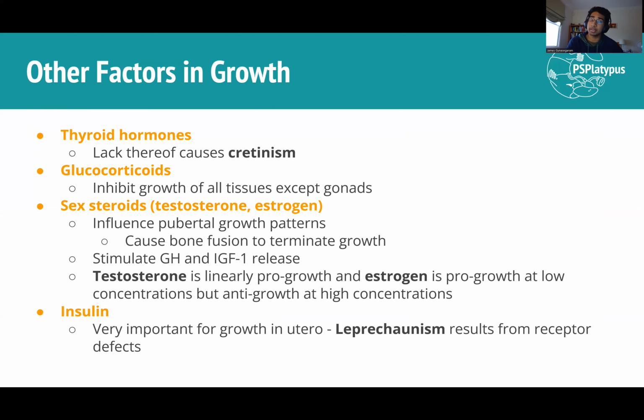They make pubertal growth occur in certain patterns, which is why you get stuff like your extremities will tend to grow before the rest of the body. And that's just because of the effect of those hormones and how they interact with the cells in your body. And then they actually terminate that growth by causing bone fusion at the end of it. And so obviously you don't grow indefinitely.